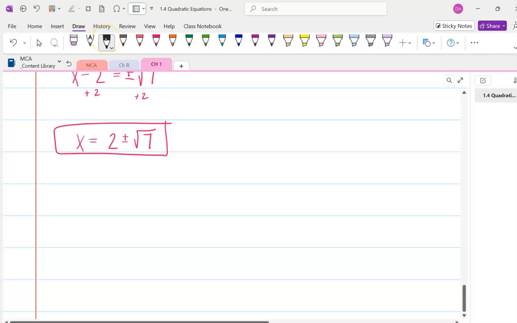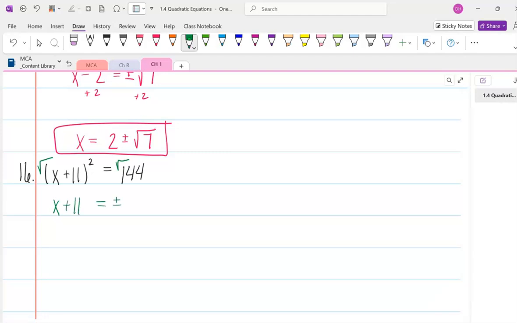Last problem, just to make sure that we know, number 16. So we'll do x plus 11 quantity squared equals 144. We're going to start by square rooting each side. Now, when we take the square root of 144, that becomes plus or minus 12. So we're going to have actually two answers. x plus 11 equals positive 12, and then x plus 11 equals negative 12. And we get two answers. x equals, subtract 11, 1, and then x equals, subtract 11, negative 23.